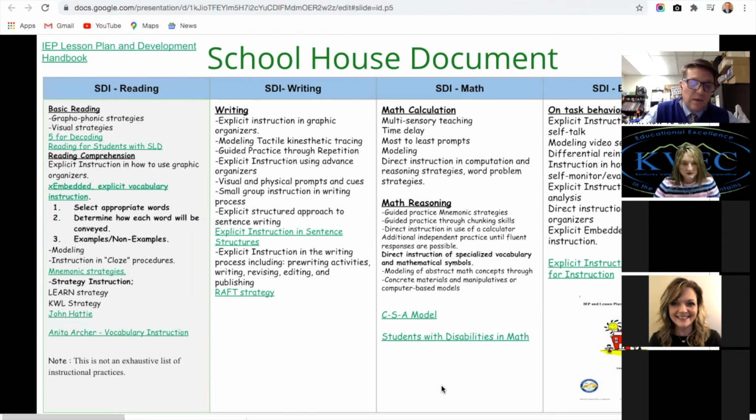Keep in mind the schoolhouse document is very important, and it's a great place to start if you're looking to learn more about specially designed instruction.